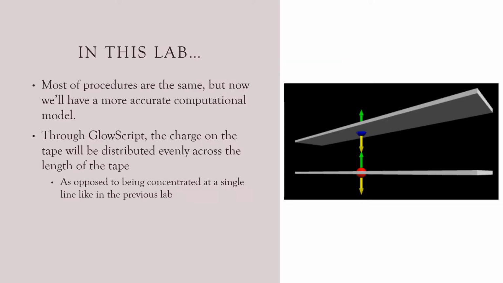In this lab, most of the procedures will be the same, but now we'll have a more accurate computational model of a line of charge instead of a point charge representing the charge on the tape that we will be calculating through GlowScript. This charge will be evenly distributed across the length of the tape, as opposed to being on the single point that's represented in the picture on the right.